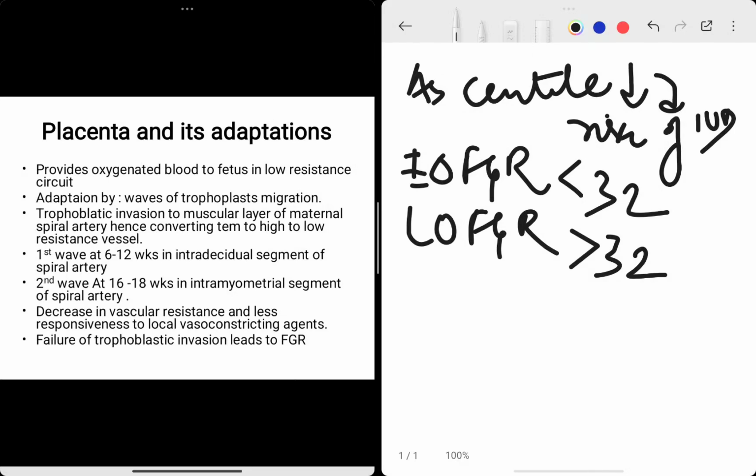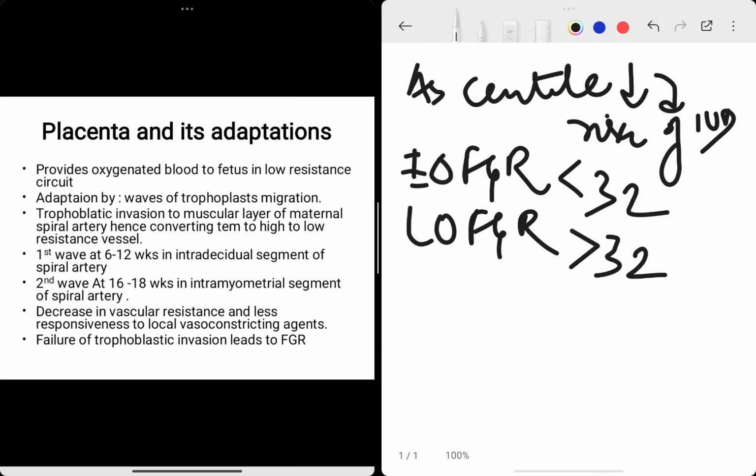Now, placenta and its adaptation. The placenta provides oxygenated blood to the fetus in a low resistance circuit. Adaptation occurs by waves of trophoblastic migration, known as trophoblastic invasion. These trophoblastic cells invade the muscular layer of the maternal spiral arteries, hence converting them from high to low resistance vessels. The spiral artery has two parts, the decidual part and the myometrial part, and in this condition the decidual part gets trophoblastic invasion but the myometrial part of the spiral artery does not.